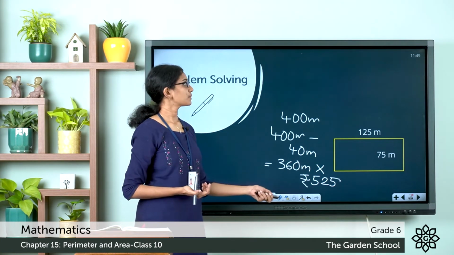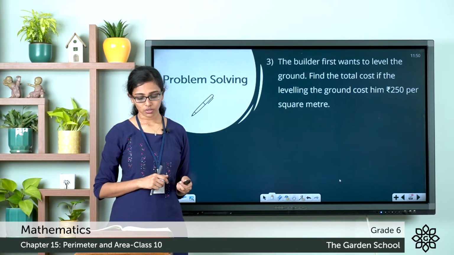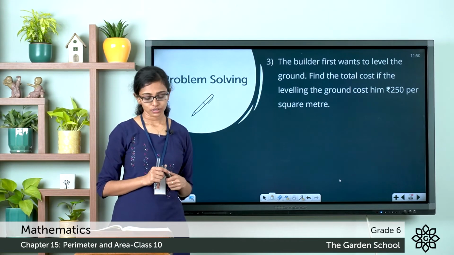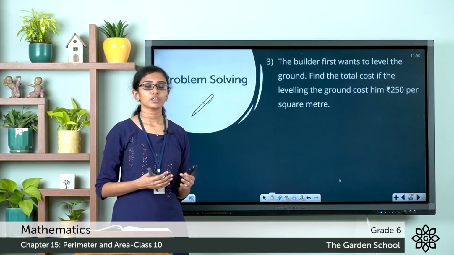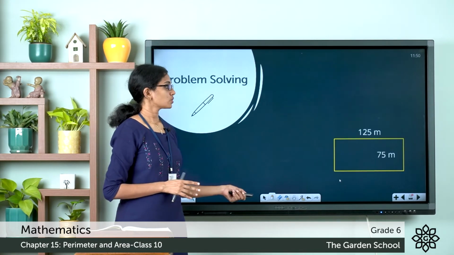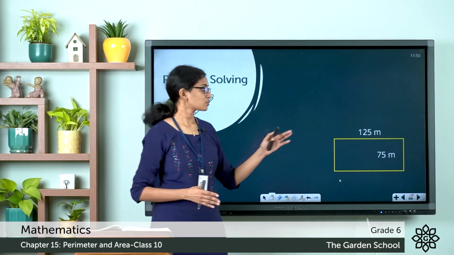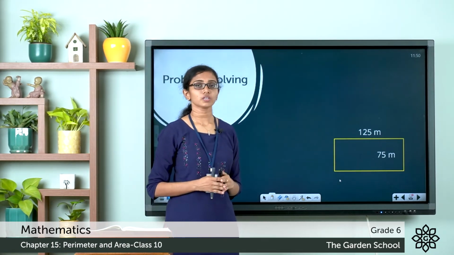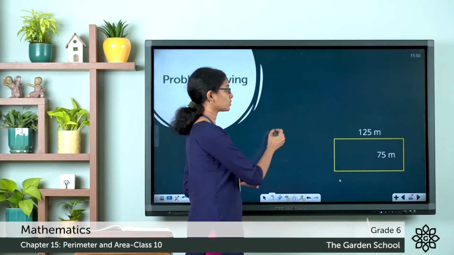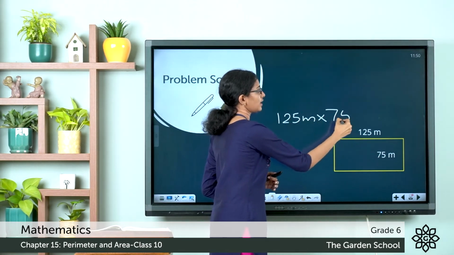It says the builder first wants to level the ground. Find the total cost if the leveling the ground costs him rupees 250 per square meter. Now we are asked to find out the cost of leveling the ground in this rectangular plot. So we need to find out the total area of ground to be leveled. So that would be the area of this rectangular plot. How do we find the area? The length into breadth. So the total area would be equal to 125 meter into 75 meter.